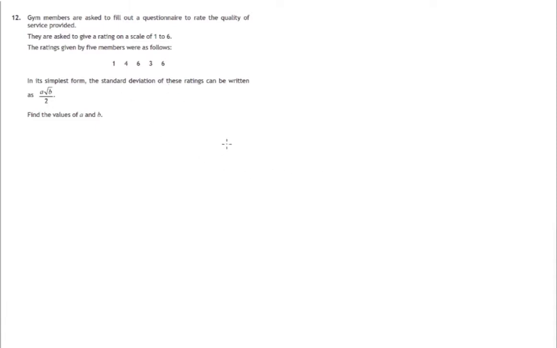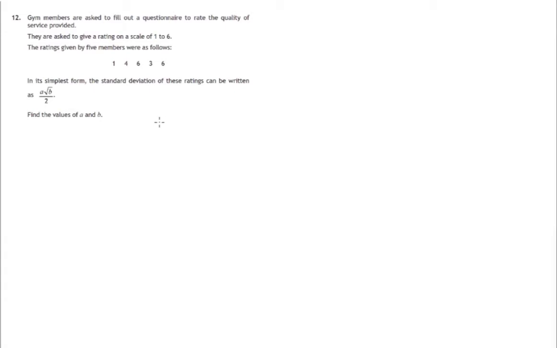Here's a standard deviation question. It's slightly unusual. It's in paper 1. You don't normally get a data set and asked for a standard deviation in paper 1 where you're not allowed to use a calculator. It's also unusual in that it's got this expression a root b over 2.